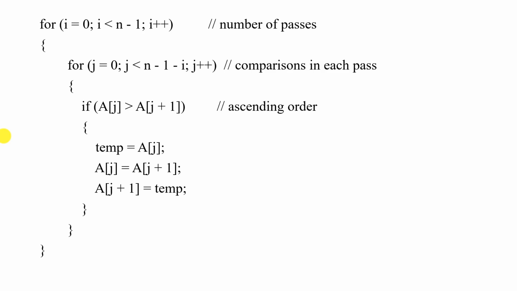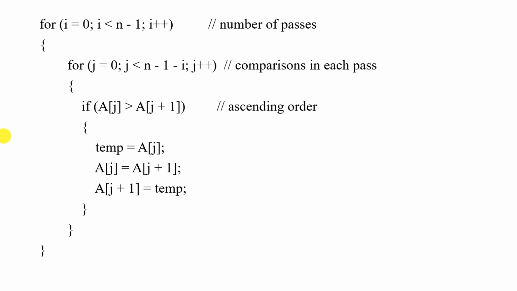Why do we decrement by minus i? Because in every pass, one element will be reduced. So if you code it as n minus 1, it is not the correct way. You should be using n minus 1 minus i. So in the inner loop, we will compare the adjacent elements, and if the adjacent elements are not in correct order, we will just swap them. So that is the meaning of bubble sort here.